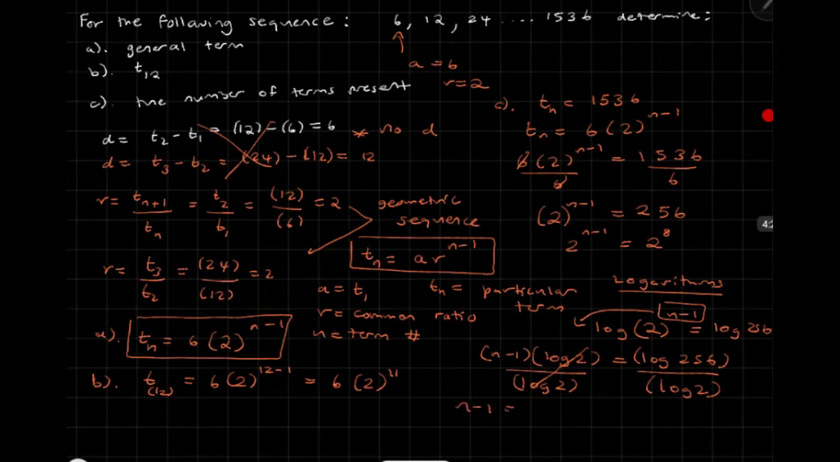Log 2 cancels out. n minus 1 is equal to, and if you punch this in your calculator, you will get 8. So n minus 1 is equal to 8. And then if you want to solve for n, I'm going to move the 1 to the other side, so n is equal to 9. Therefore, there are going to be 9 terms in the sequence.